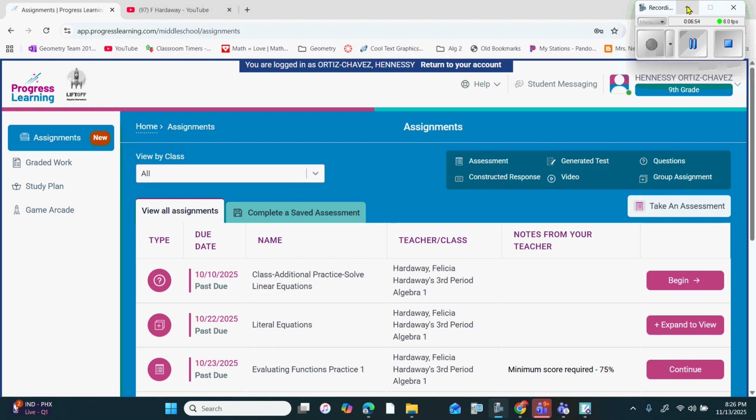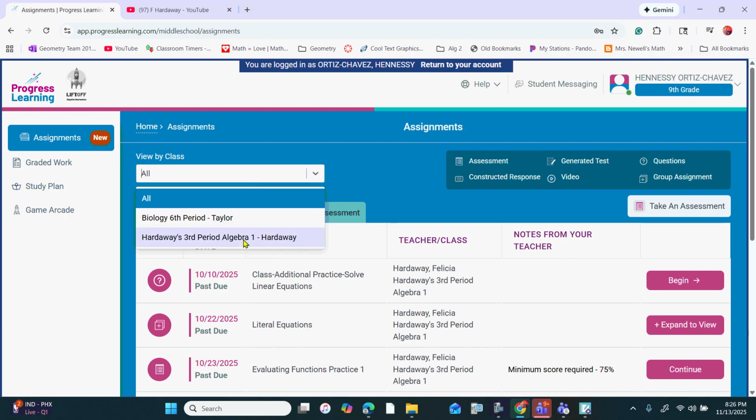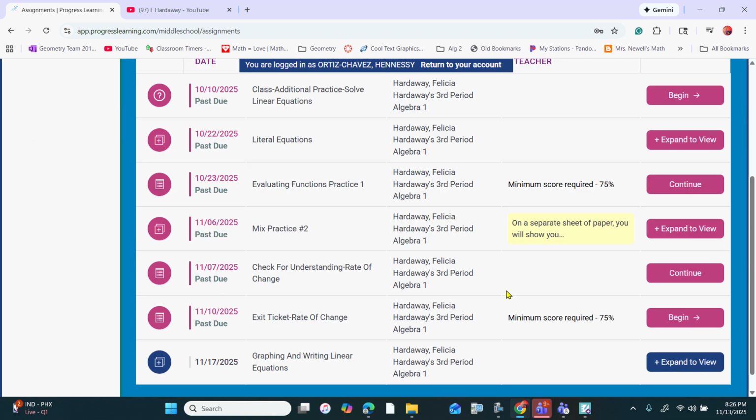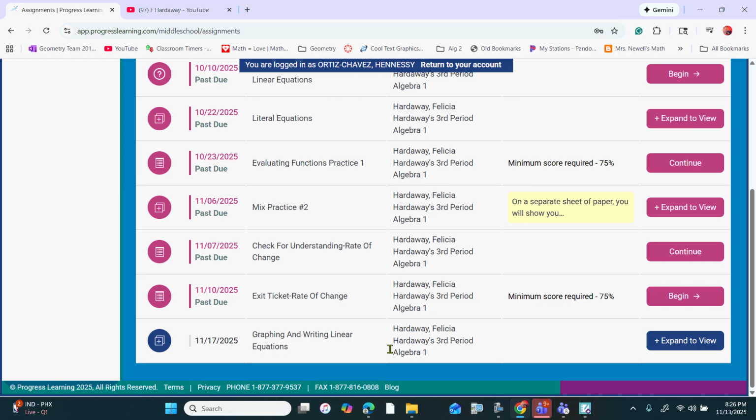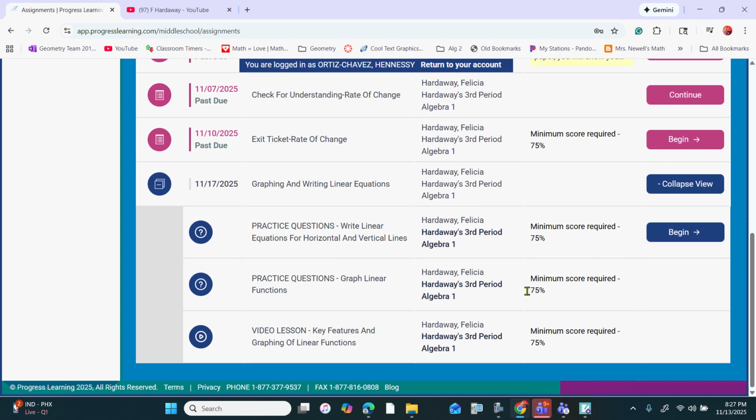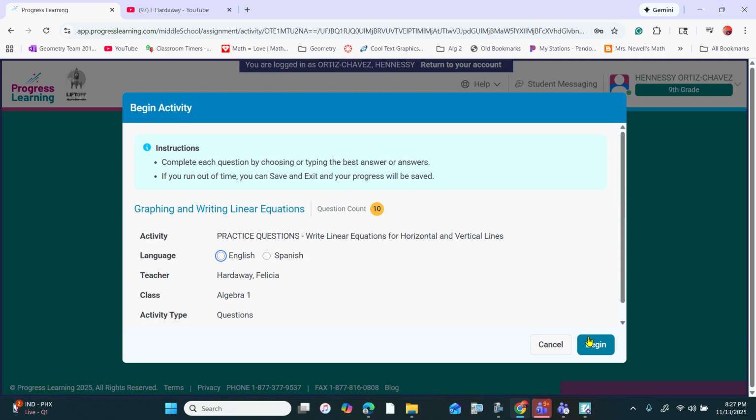Okay, so I'm going to go in as a mock student here to help you see your actual algebra assignments. Go to view class by class, and these are some old ones, but this is the new one right here. It's due by next Monday. So right here we have graphing and writing linear equations. We're going to go to this expand view so you can see each thing, and we're going to begin this first practice. So we hit begin here.